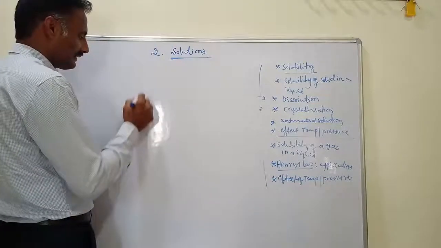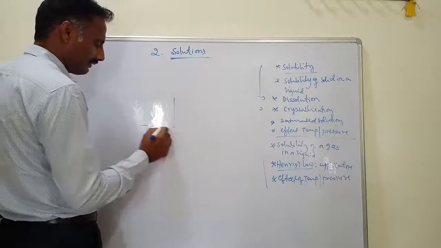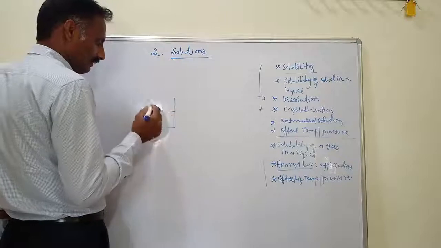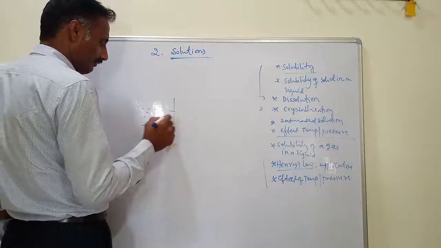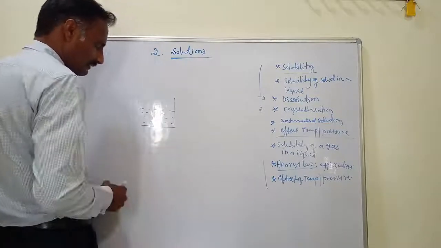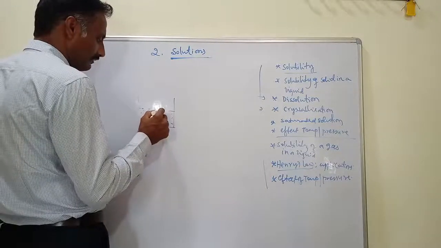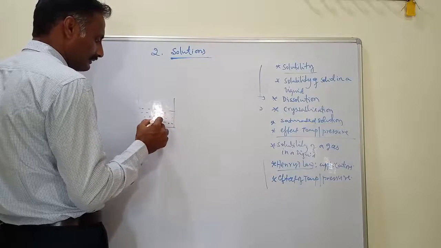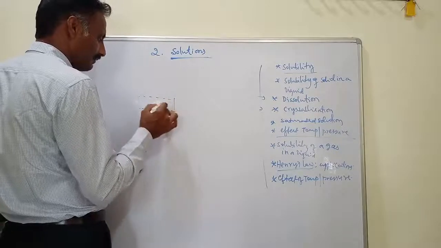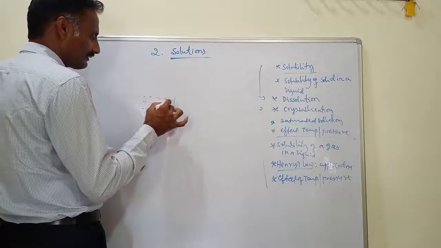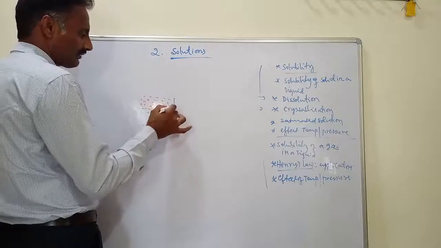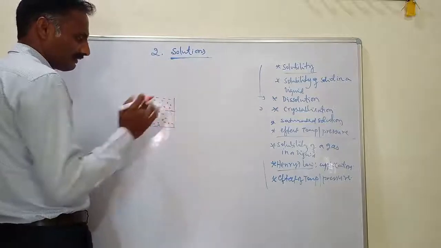For example, this is a vessel which contains water. This water contains some solute particles, gas particles, like this. And this is the upper layer, called the vapor phase, and this vapor phase contains some of the molecules of gas. This is the solution phase, and this is the vapor phase.